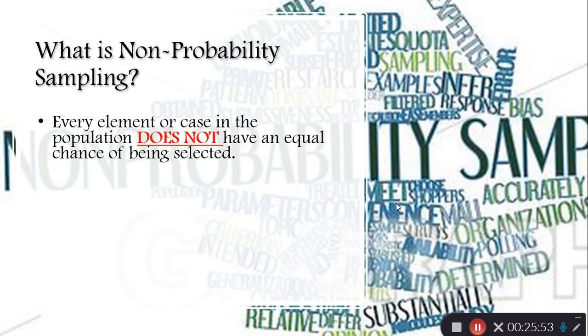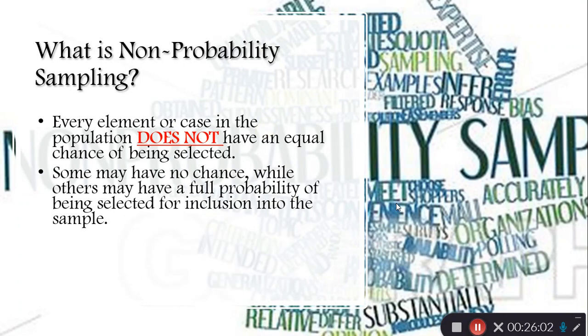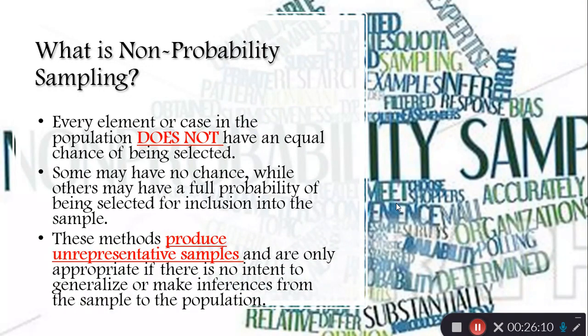So what is a non-probability sampling method? This happens when every element or case in the population does not have an equal chance of being selected. Some may have no chance, while others may have a full probability of being selected for inclusion into the sample. Unfortunately, these methods tend to produce unrepresentative samples and are only appropriate if there is no intent to generalize or make inferences from a sample to a population.